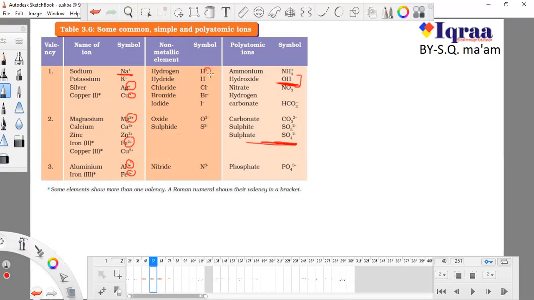So this H plus, only plus, means the valency is 1, plus 1 or minus 1 depending upon the sign. The valency of sulfate is 2. It is very clearly written that it is 2. You can see this, the valency of sulfate is 2, written as 2 minus. So valency is 2. Right now we don't need to do anything with plus or minus, just remember the valency. So this is sulfate, SO4 2 minus.